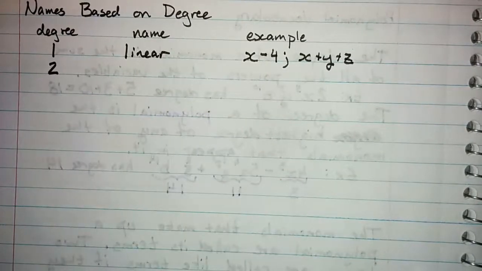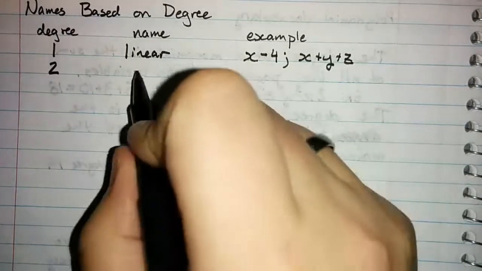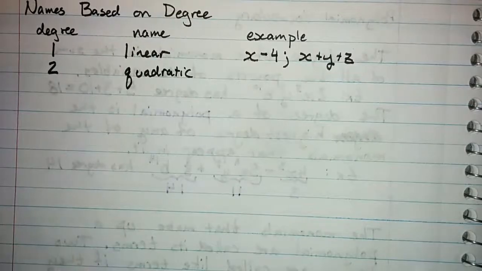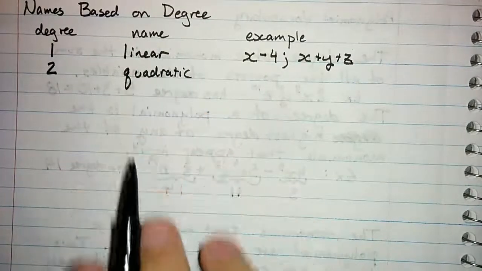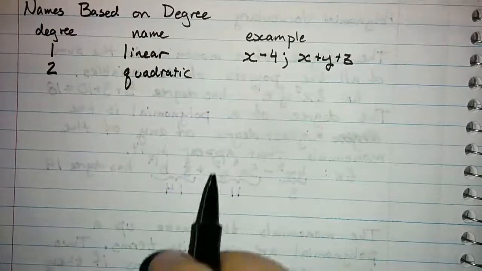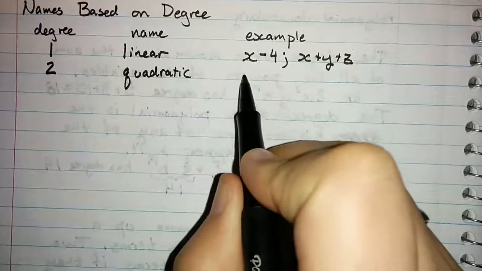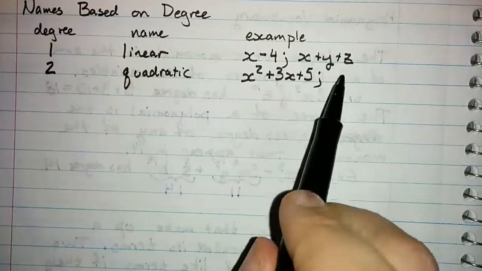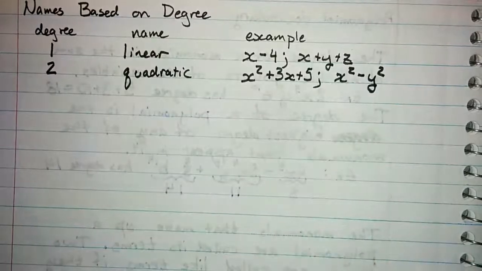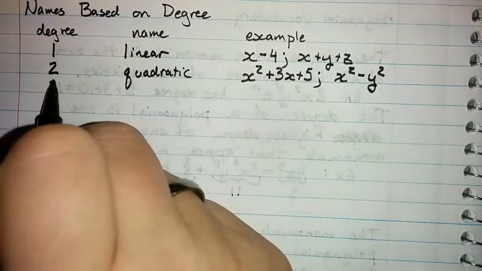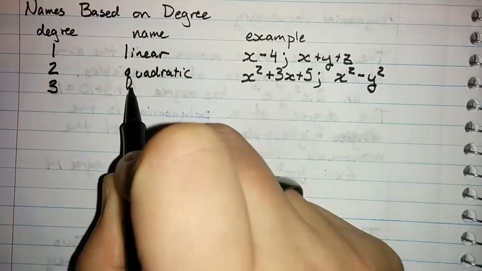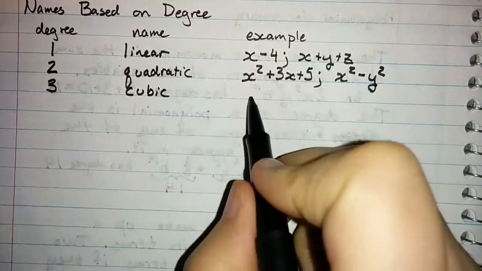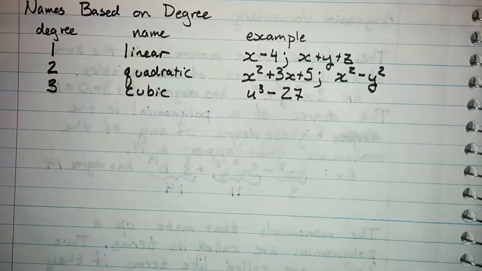A degree 2 polynomial is called quadratic. So the highest power of any variable is 2. Examples here might be x squared plus 3x plus 5 or x squared minus y squared. A degree 3 polynomial is called cubic. So u cubed minus 27 might be an example of a cubic polynomial.